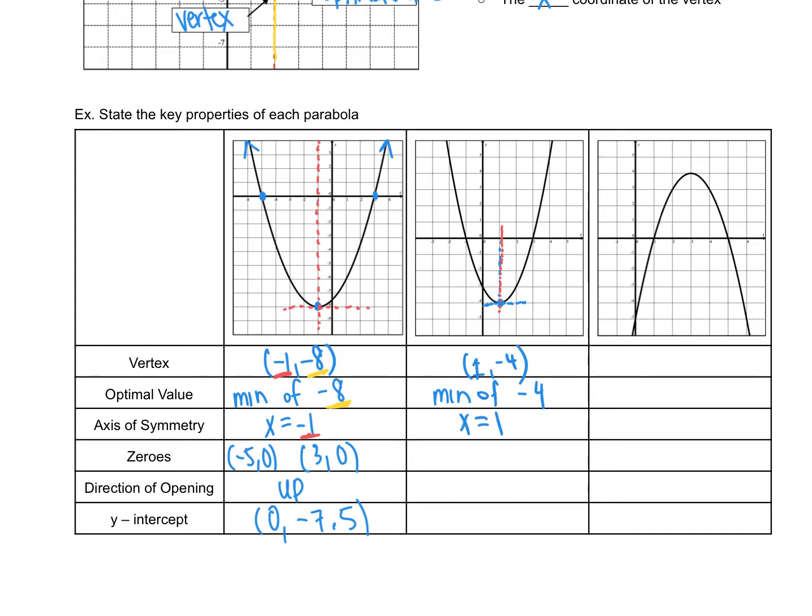Honestly, the minute you have your vertex, you don't even have to look at the parabola for your optimal value and the axis of symmetry, because the axis of symmetry will always match the x-coordinate and the optimal value will always match the y-coordinate.